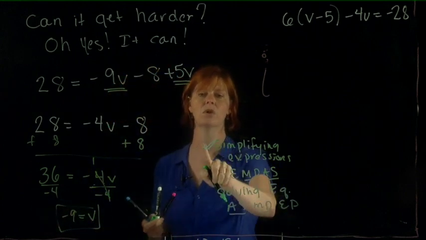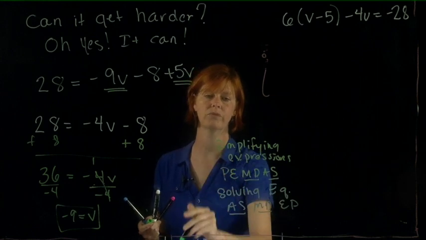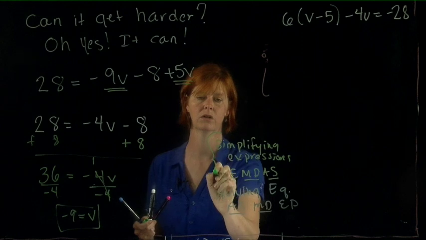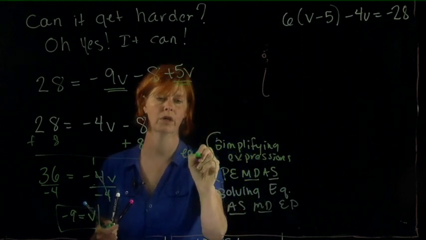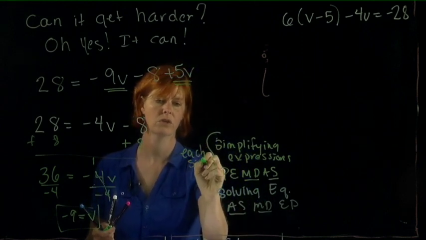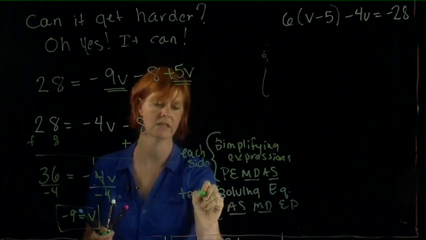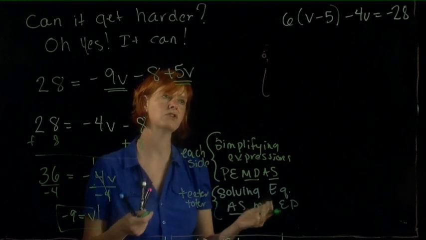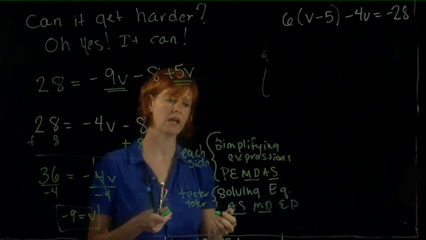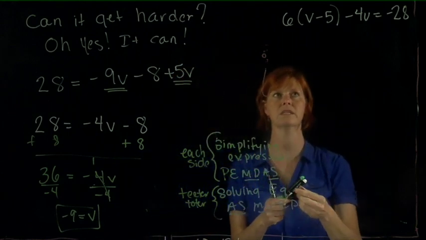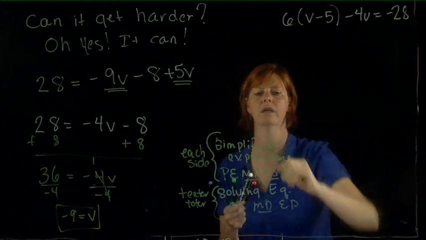So this is the overview. You need to simplify on each side before you do this. And then this one is what I think of as the teeter-totter. That's where you have to do things to both sides. This board's getting a little bit messy, but I think you can handle it. Let's start a new one.